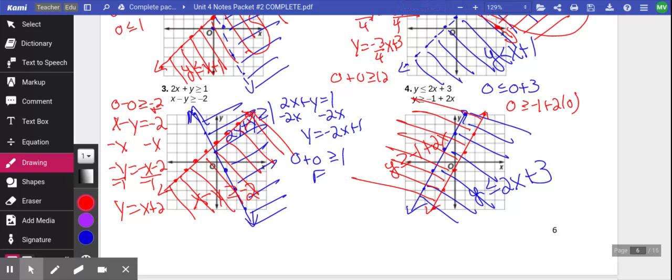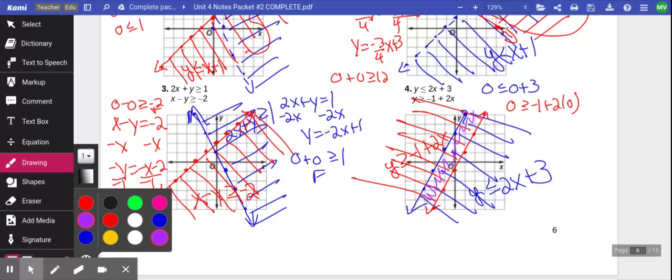The red line, again, I pretended it was equal to, solved for y, subtracted x, divided everything by -1, y equals x plus 2. That's a y-intercept of 2 and a slope of 1. It's a solid red line because it's equal to, and I shaded towards 0, 0. So the solution area is where the red and blue overlap. Last, number 4, the blue line is my top line, which shaded towards the origin. The red line's the bottom one. It has a y-intercept of -1 and a slope of 2, shaded away. So the solution area is this area in between the two lines.